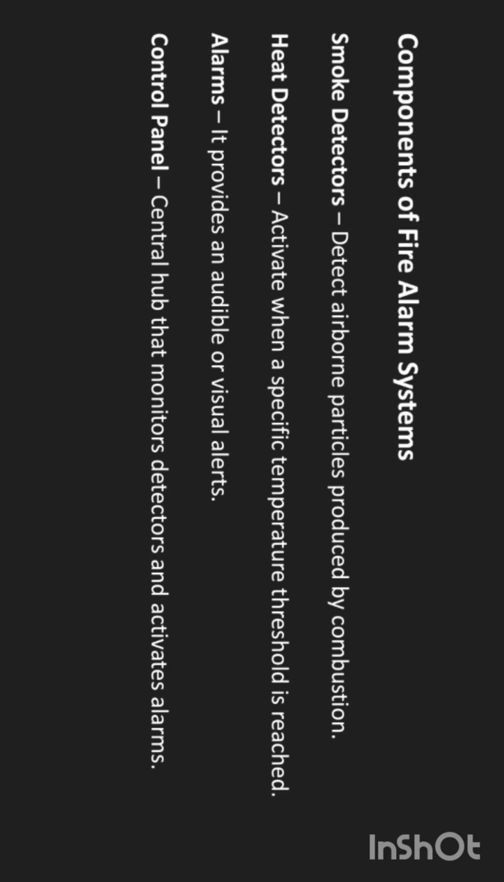Then comes the heat detector. A heat detector is activated when a specific temperature threshold is reached. Temperature threshold means, for example, if we have set the value of the heat detector at 50 degrees Celsius, and the heat of the environment in which the heat detector is installed rises above 50 degrees Celsius, it will automatically get activated. Then comes the alarm.